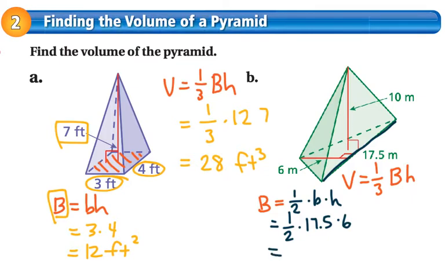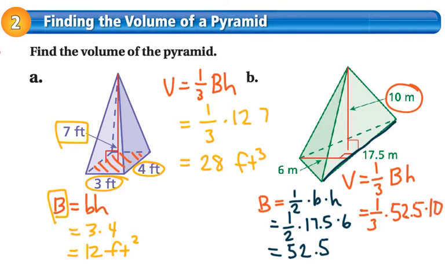And one more time, just give yourself a few moments to actually do those calculations. And you'd get an area of 52.5 square meters. So we finally have the area of the base. We can go ahead and plug that in the rest of our formula over here. So we have 1/3 times 52.5 times the height of the actual pyramid, and that's what our last little 10 meters is for there.